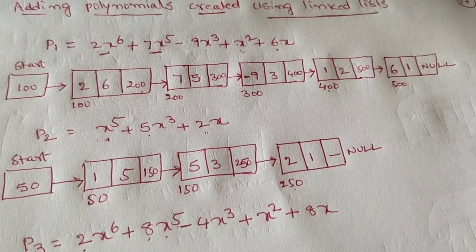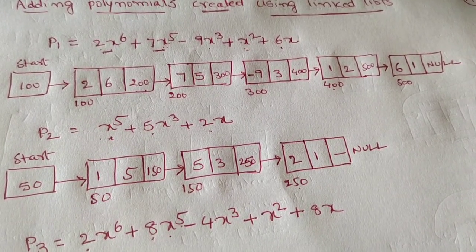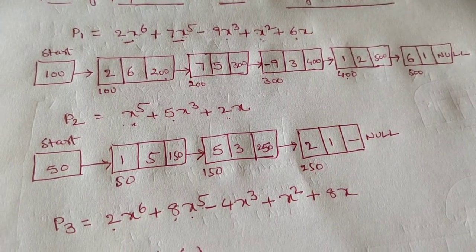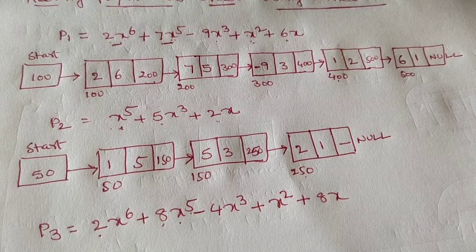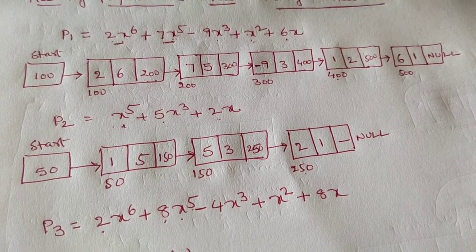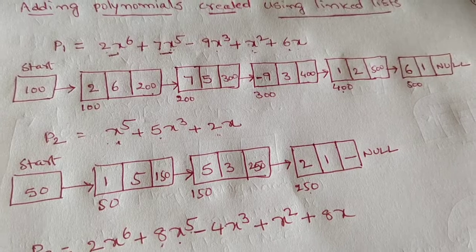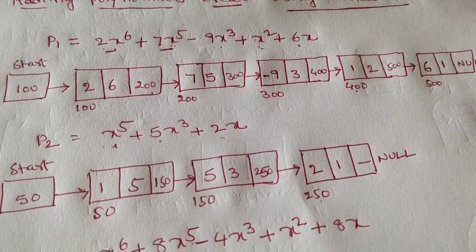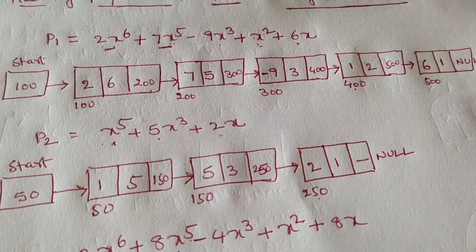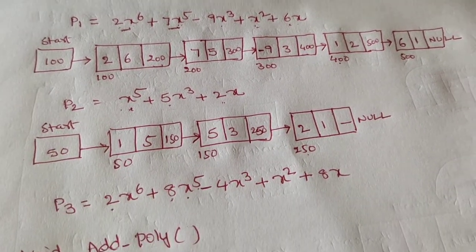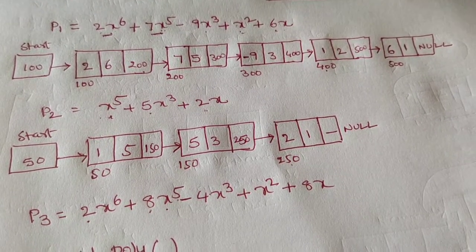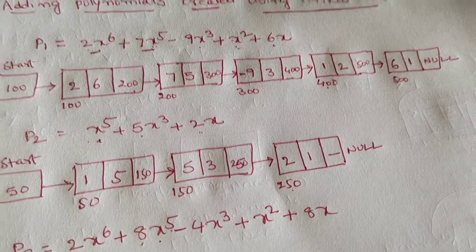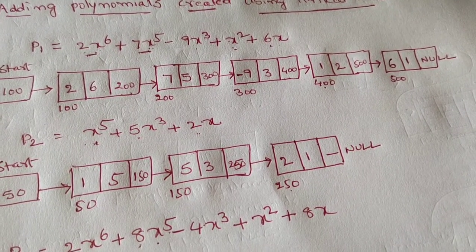Then we go to the 7x to the power of 5 term, and we check in the second polynomial for any x to the power of 5 term. Here 1x to the power of 5, or simply x to the power of 5, is there. In P1 the 7x to the power of 5 term is there. Both are positive, so the total is 8x to the power of 5. We add this term to the resultant polynomial P3, and then we move one term forward in both of the polynomials.